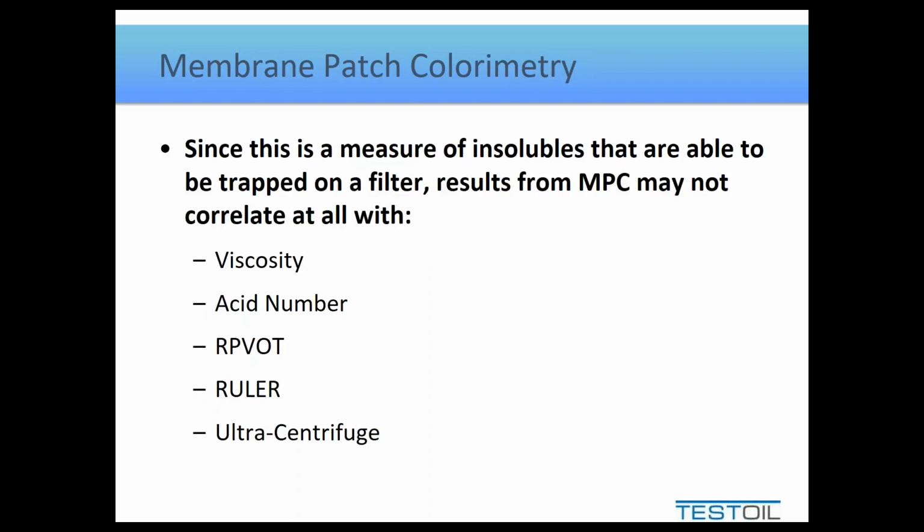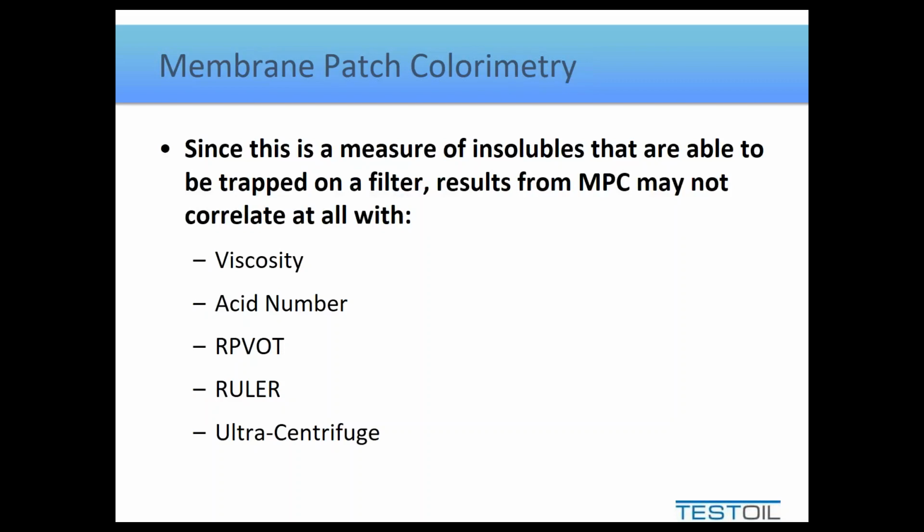Just because you have insolubles in your oil doesn't mean you have a high enough concentration to affect the viscosity. Just because they're insoluble doesn't make them acidic, so it might not alter your acid number. RPVOT is a performance-based test, so it's measuring the performance of an antioxidant additive. It doesn't really care if there's any varnish precursors in the fluid. Ruler test is just a measurement of the antioxidant level, so again, it's not measuring the same thing at all.